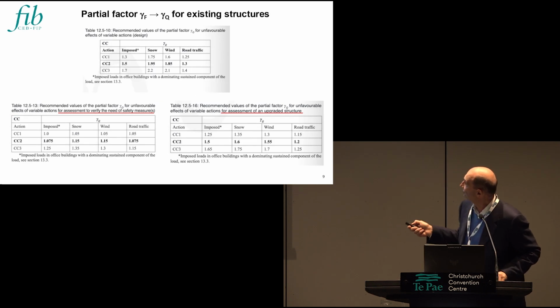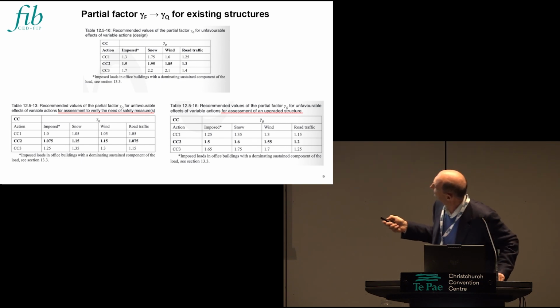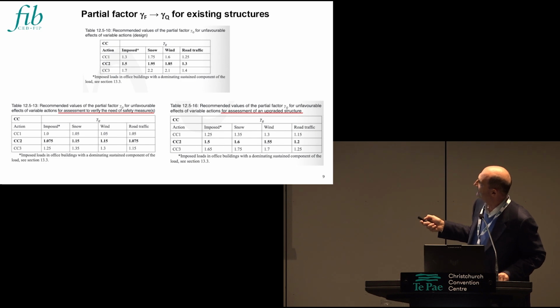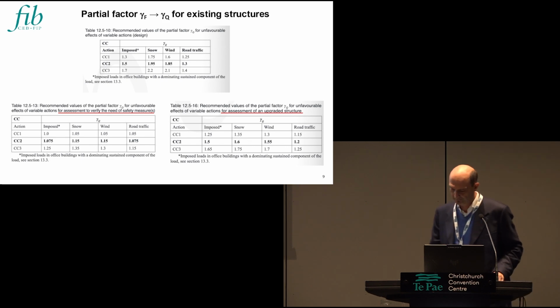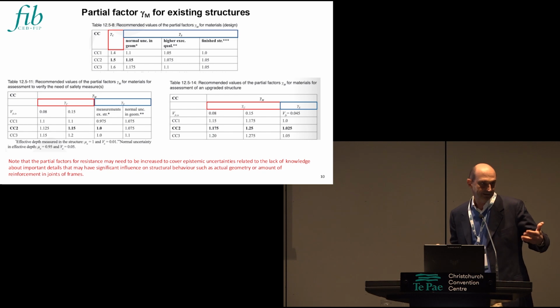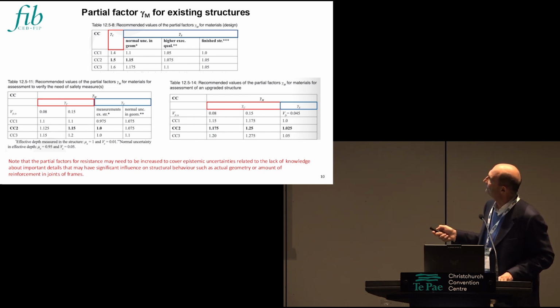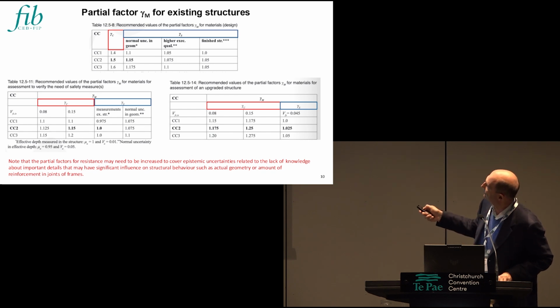And it's the same for the effect of other design actions such as imposed loads, snow load, wind load, and so on. And this is for new structures. This still is for the assessment to verify the need for safety measures and for upgrading the structure. And also with the material, the gamma-M, by which we divide the characteristic value of the strength, we can have different approaches. That is for new structures, gamma-C for the concrete, gamma-S for the steel.